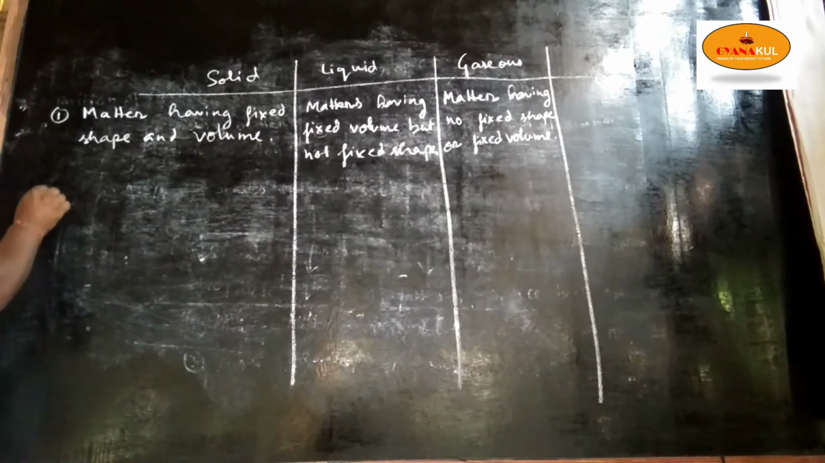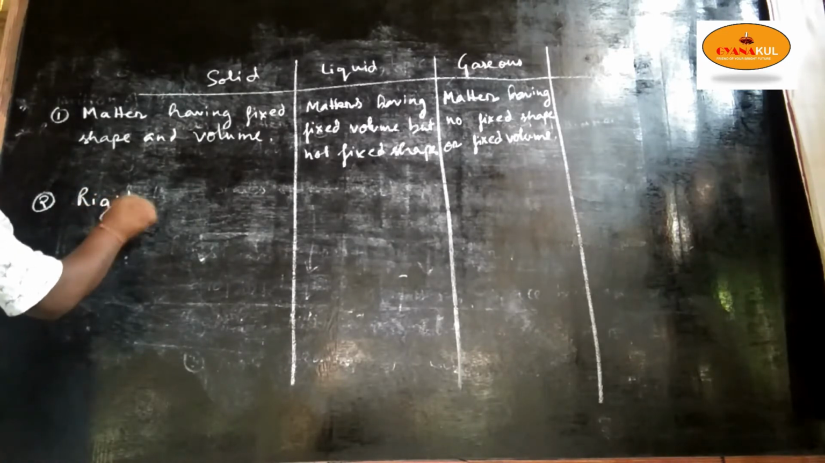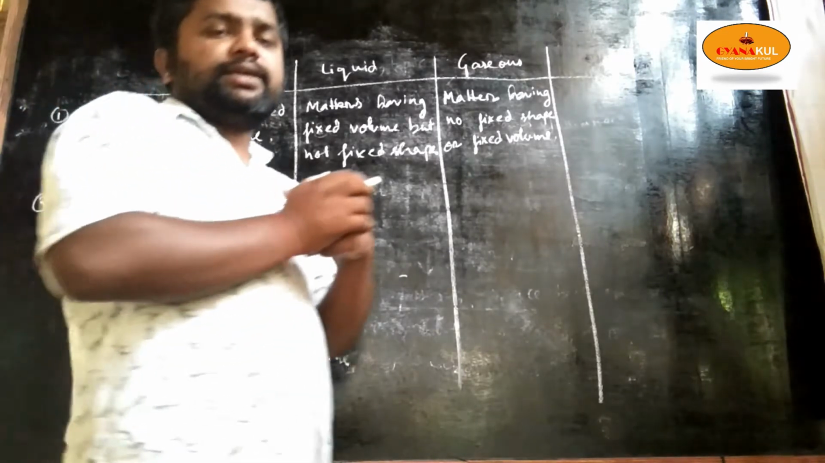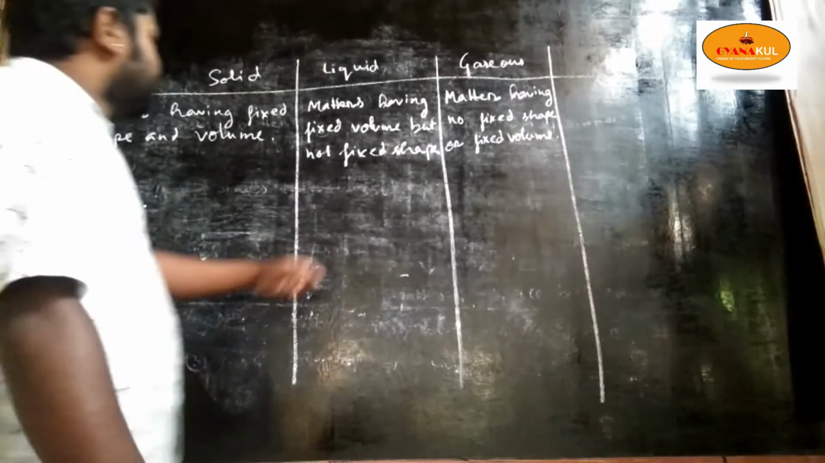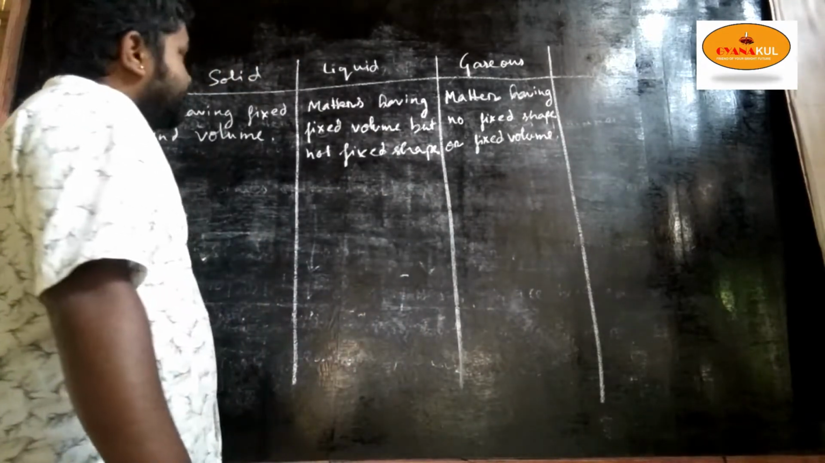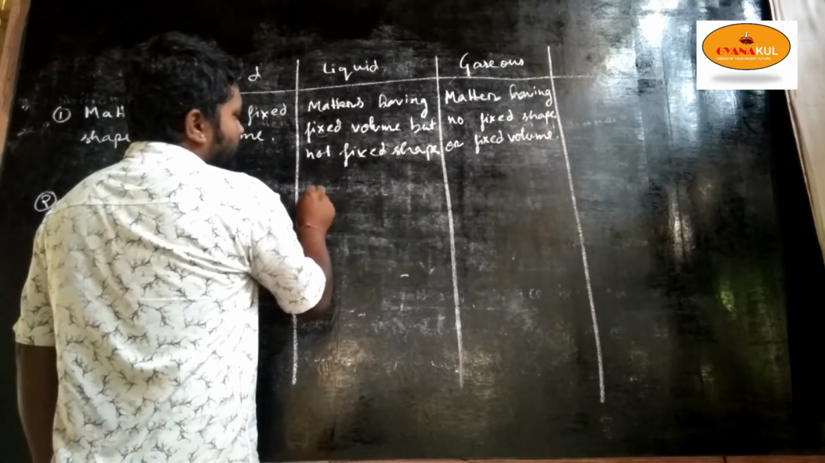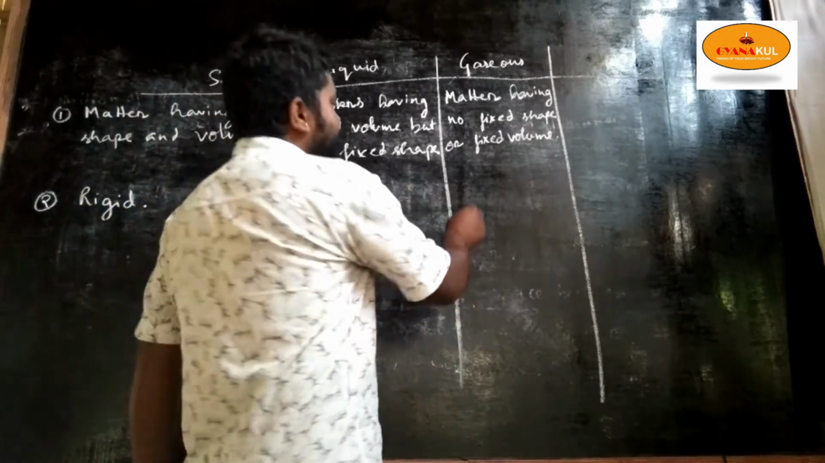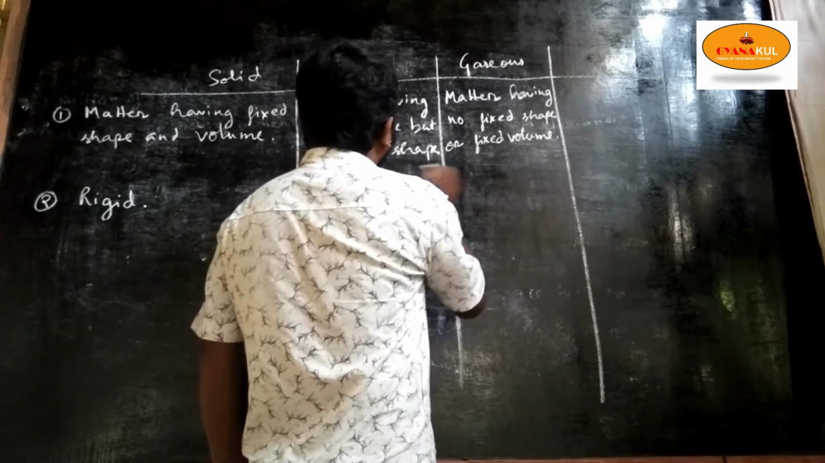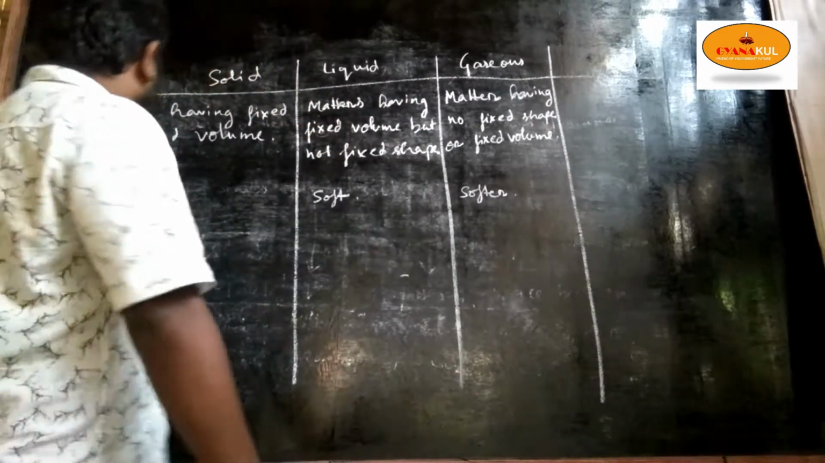The 2 number point is, solids are rigid. Rigid means they are tight. Solids are rigid, but liquids are not rigid. They are soft. Yes or no? And gases are again softer than liquid.